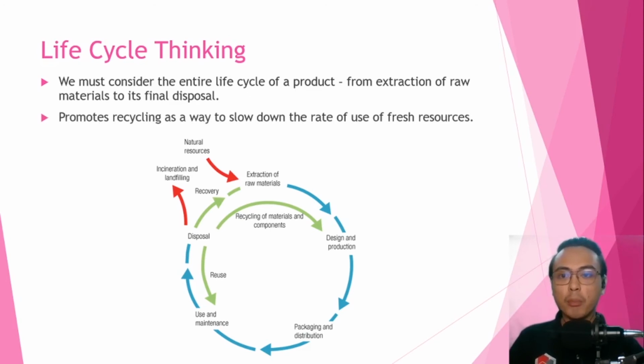Finally, life cycle thinking promotes recycling as a way to slow down the rate of use of fresh resources. If you take a look at this diagram here, the production and the use of the materials includes the extraction of raw materials from the natural resources. However, this cycle does not stop with disposal. You see that after disposal, we still have recovery and we still have recycling of materials and components. So what this life cycle thinking does is we are minimizing the amount of fresh resources being extracted because of recycling, and we are also minimizing the amount of the waste that needs to be disposed because also of recycling. We will be tackling more about life cycle assessment in industrial waste management.